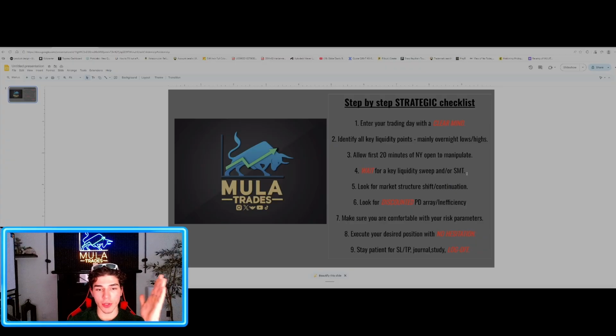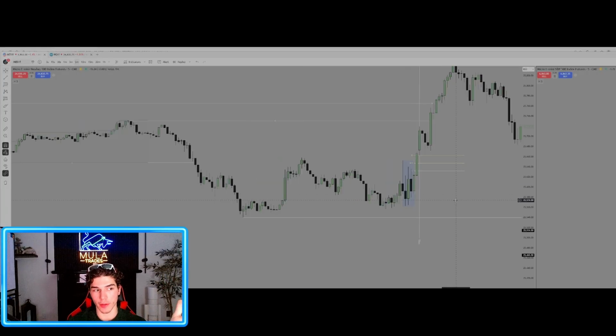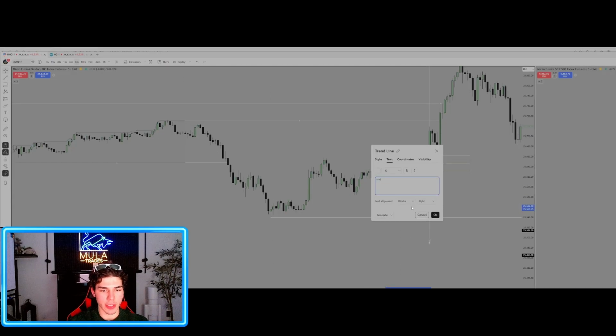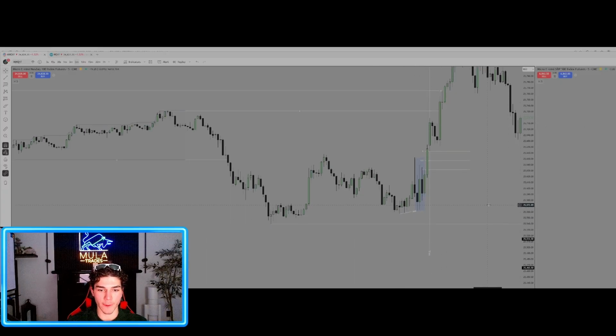Step 4, guys, you need to wait for a key liquidity sweep and/or SMT, right? As you guys can see here, we do have an SMT here. I don't have the ES chart set up right here, but I did have it prior, but it got deleted for some reason, so I'm not going to go back. We did have SMT here, right? Now SMT is basically just divergence. I'm not going to explain that. That's for another video. This is pretty much just a strategy video.